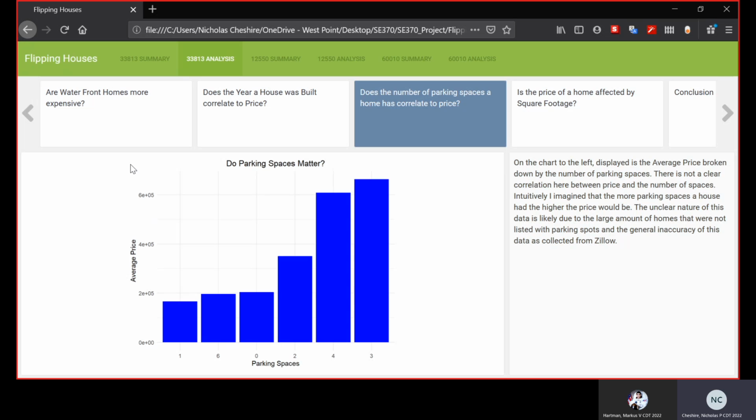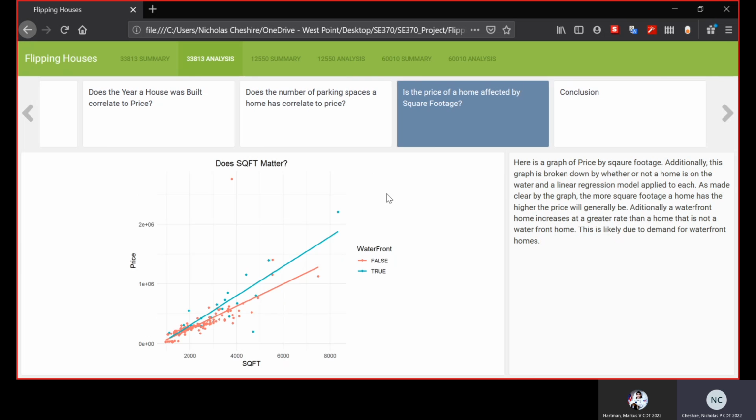Looking here, we look at whether or not parking spaces matter to price, and in conclusion, they don't matter. As you can see from down here, we got 1 parking space and 6 parking spaces, both around the same price, and the most expensive homes have 3 parking spaces. It doesn't really make any sense, but it could be attributed to the inaccuracy that's built into Zillow by placing homes that are in pre-foreclosure on the market with inaccurate data.